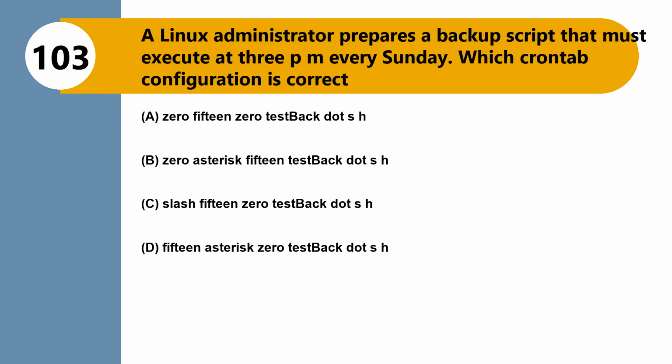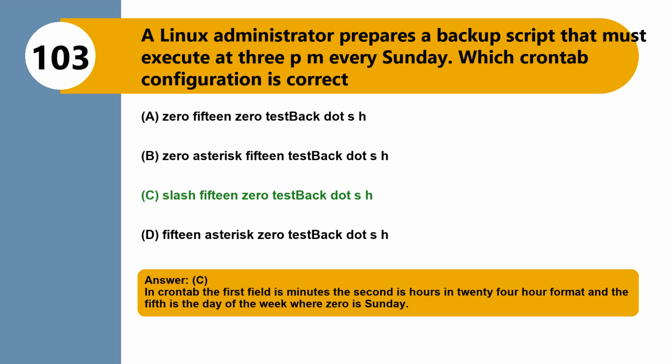Question 103. A Linux administrator prepares a backup script that must execute at 3 p.m. every Sunday. Which crontab configuration is correct? Option A, 0 15 0 testback.sh. Option B, 0 * 15 testback.sh. Option C, * 15 * 0 testback.sh. Option D, 15 * 0 testback.sh. The correct answer is option C. In crontab, the first field is minutes, the second is hours in 24-hour format, and the fifth is the day of the week, where 0 is Sunday.